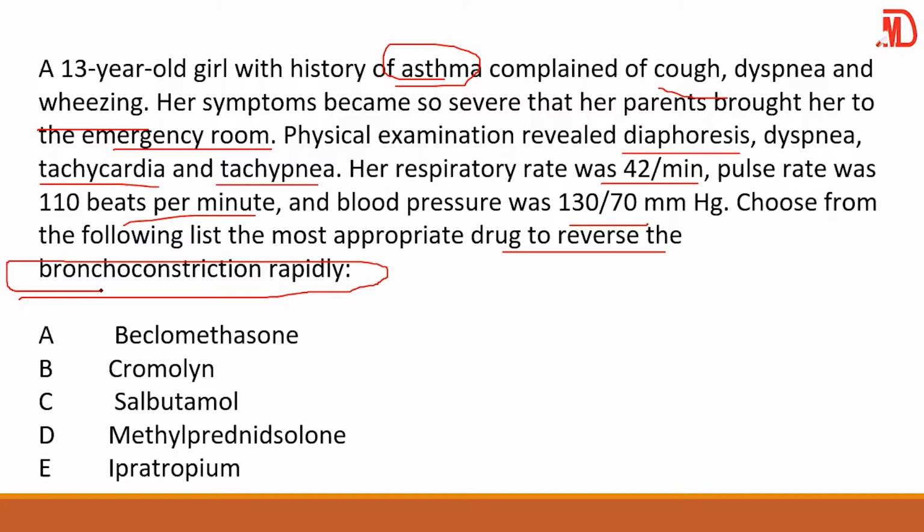It will open the bronchioles for air to pass through. So in the emergency case, we normally use what? Salbutamol. So at what point do we use cromolyn? Cromolyn is a mast cell stabilizer. When we say mast, it's M-A-S-T, mast cell.